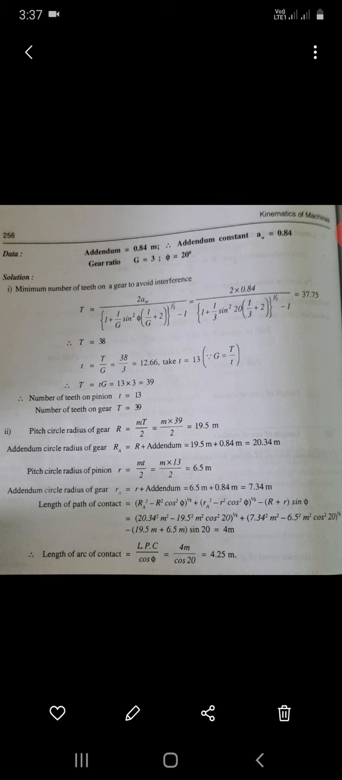Length of path of contact is square root of (RA² minus R² cos² phi) plus square root of (rA² minus r² cos² phi) minus (R plus r) sin phi. So substituting the values, we have 4m module. Length of arc of contact is length of path of contact upon cos phi, that is 4m upon cos 20, which is 4.25 m.